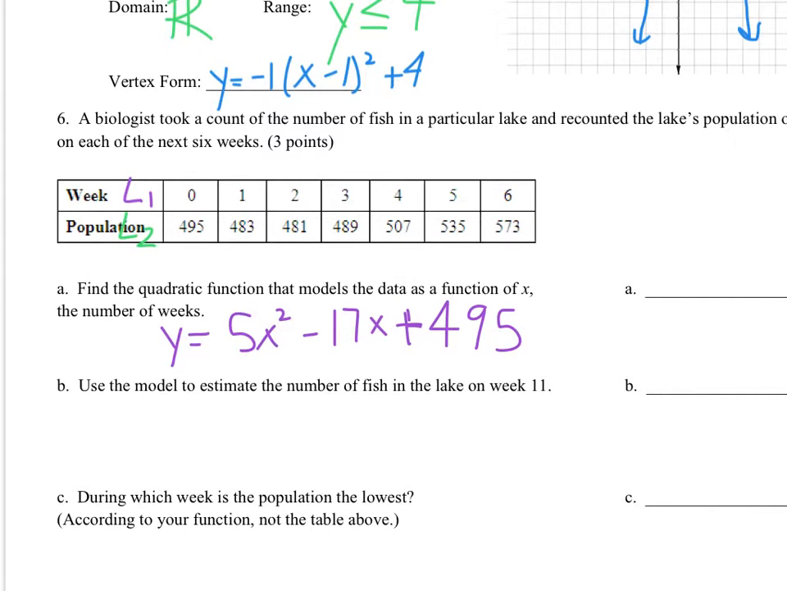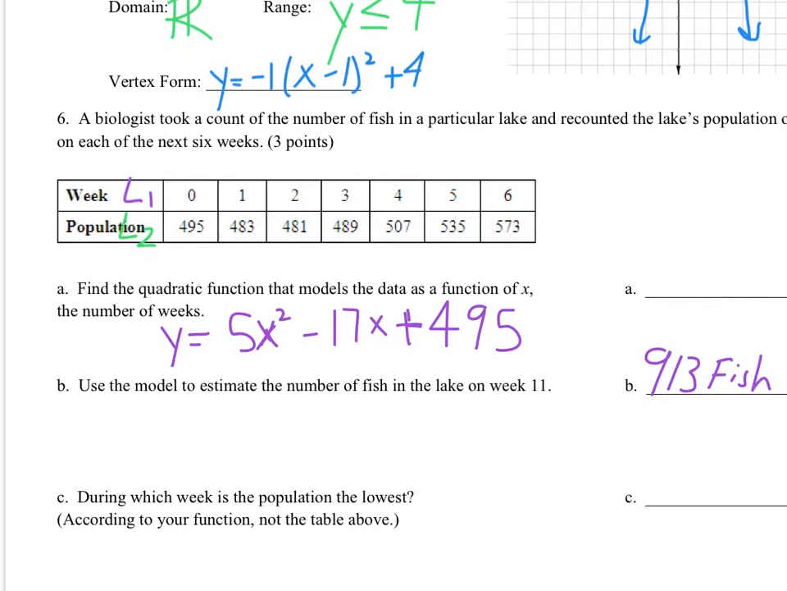And again, so that's our model, and they want us to use the model for part B to estimate the number of fish in the lake on week 11. And so there's a couple of ways you can plug an 11 in there with a nice model like this one. It's not too bad. It ends up being 913 fish for that week 11.